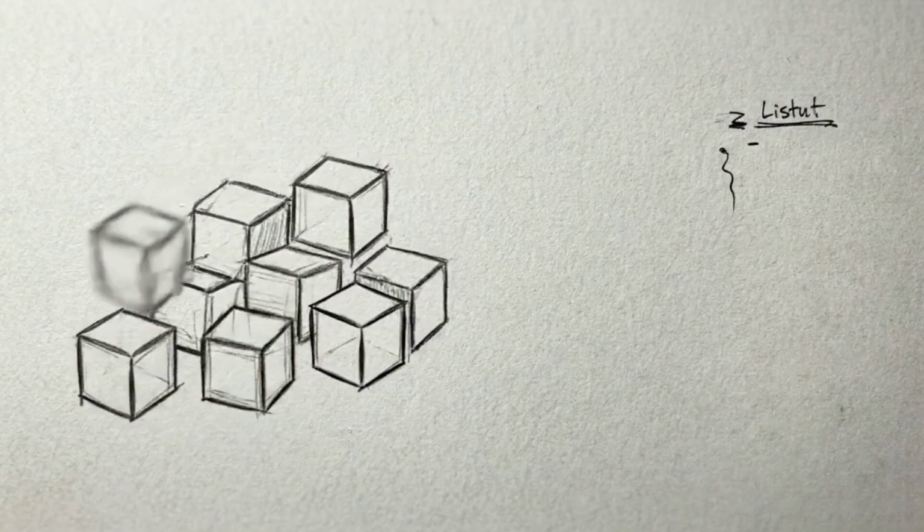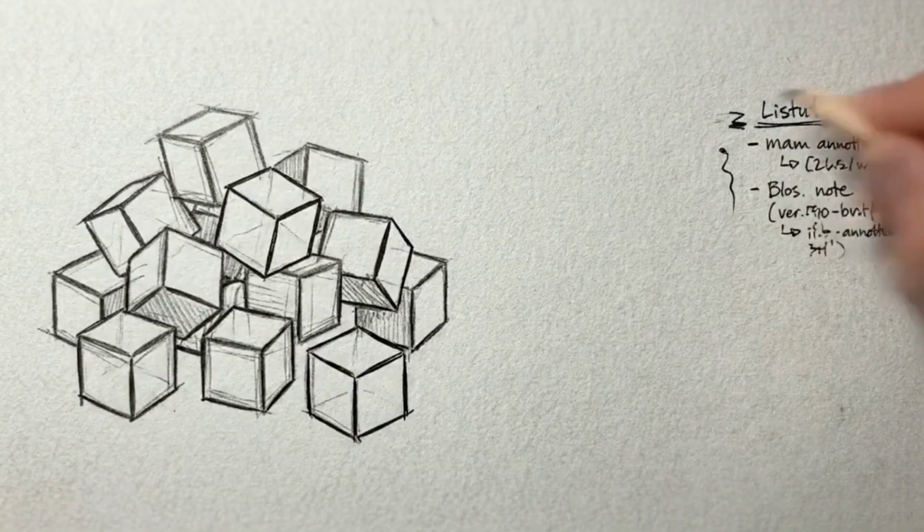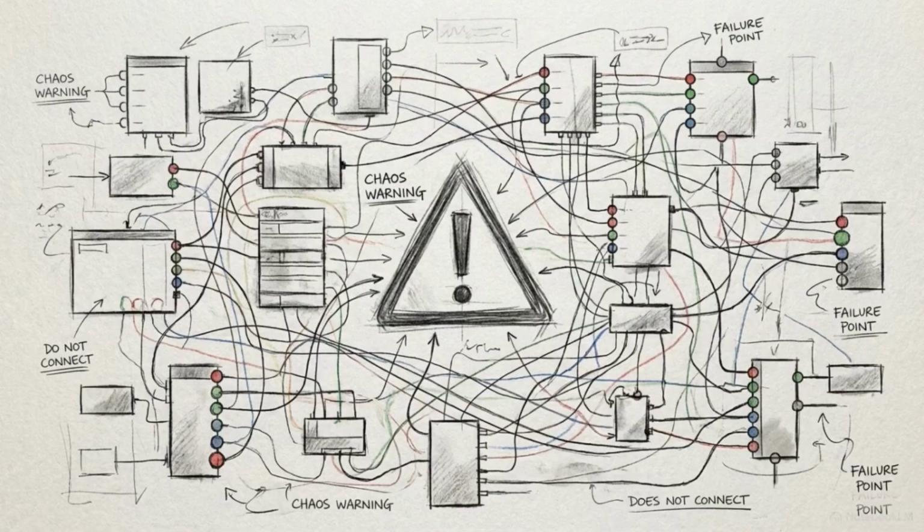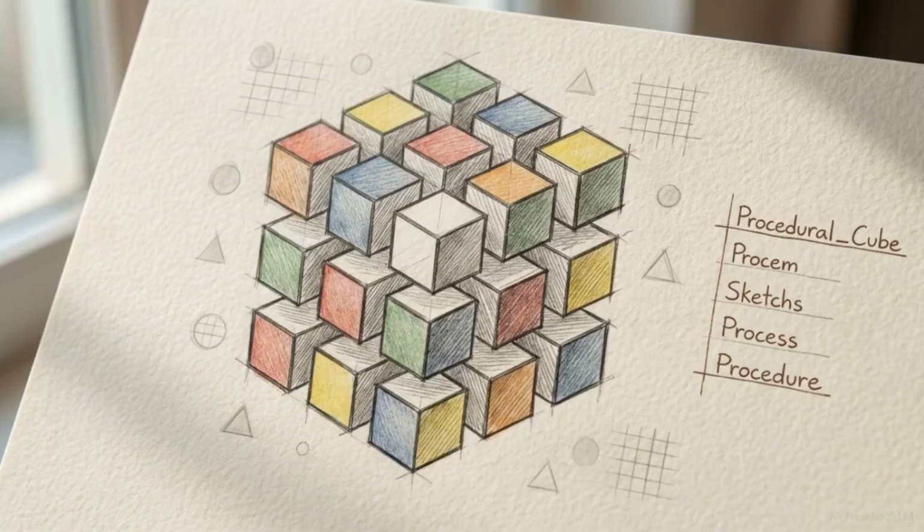Building a Rubik's Cube manually is a lesson in repetition. You duplicate a block 26 times, align them by hand, and then manage dozens of separate materials. One mistake in the outliner requires a full restart. But in a procedural workflow, those 27 objects are replaced by one set of instructions.